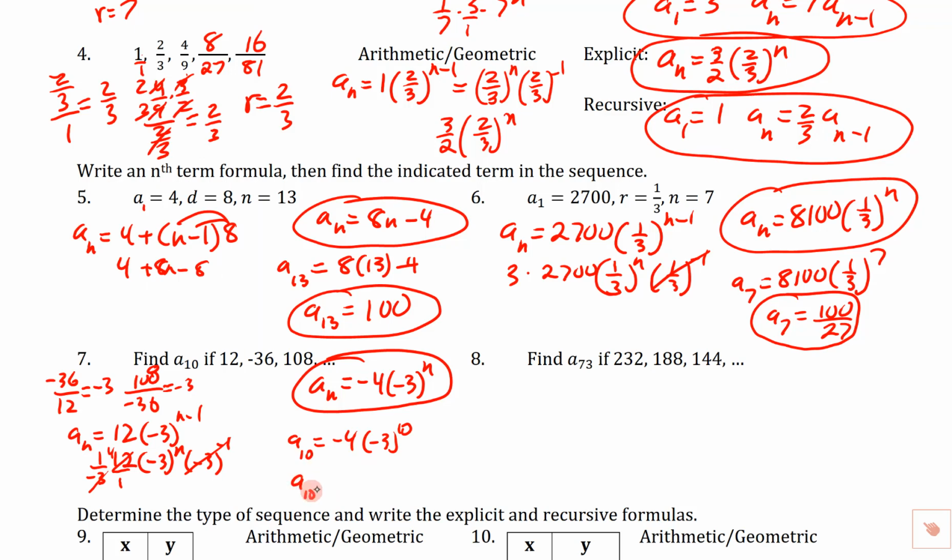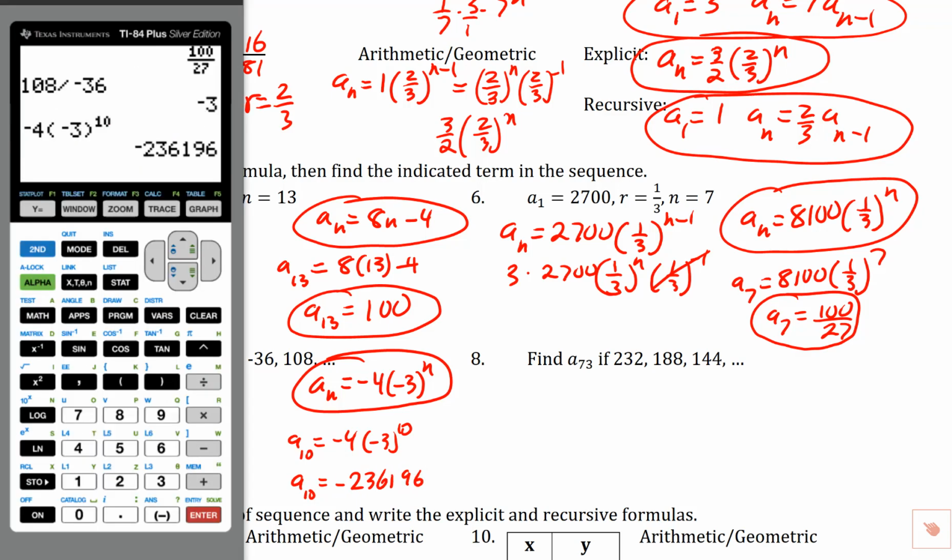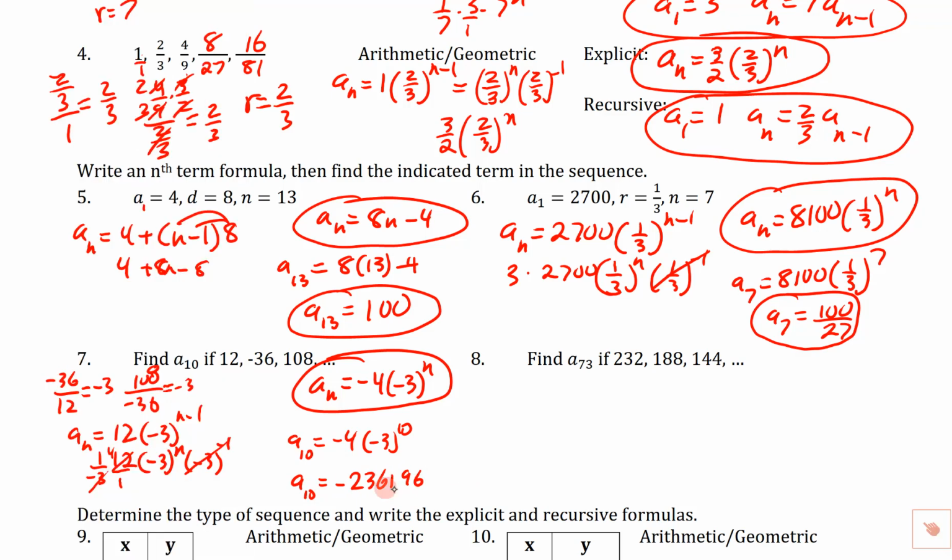So a sub 10 is negative 236,196. Did I get that right? Yeah, 236,196. Okay, let me move that over so that looks a little bit better. Okay, so this is the answer right here.